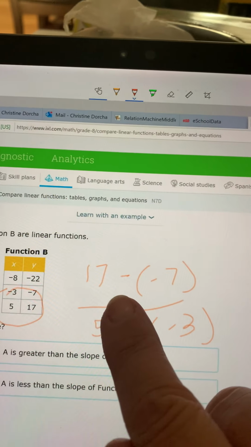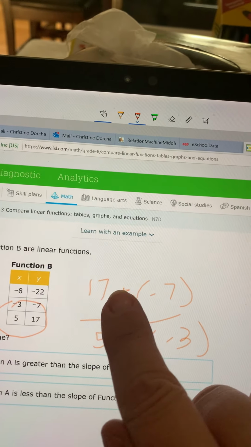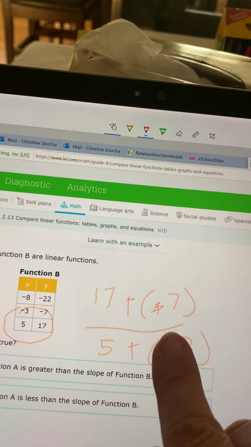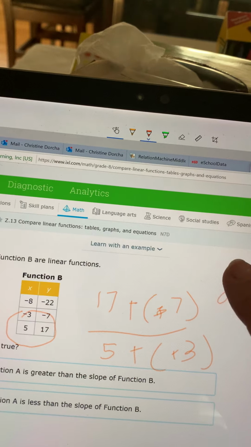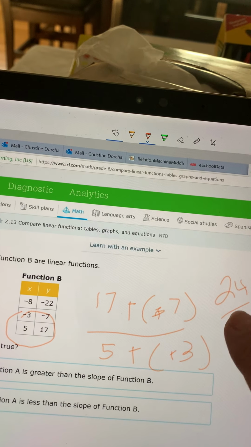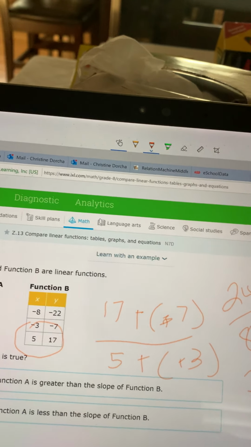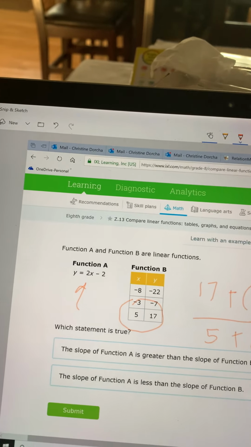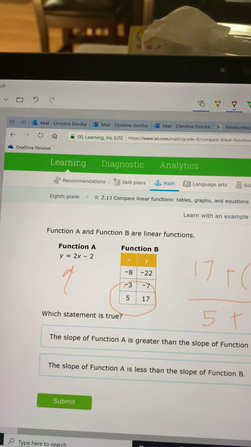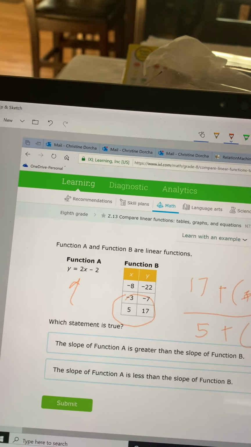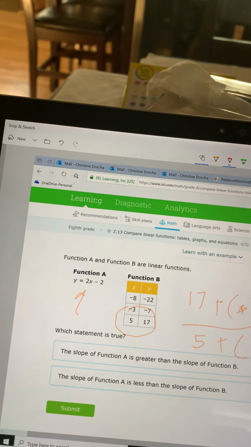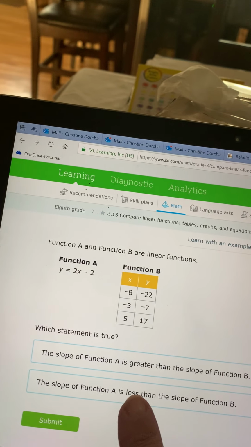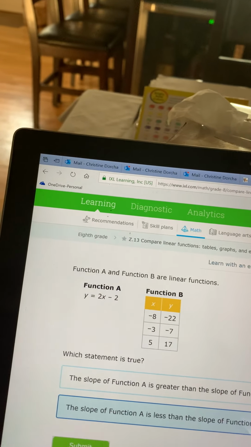Remember, when you're subtracting, you're adding the opposite. That should be a plus. Adding the opposite. So what you're going to have is 24 over 8, which is 3. So the slope of B is 3 and the slope of A is 2. So the slope of function A is in fact less than the slope of function B. So we're going to hit this guy right here. Okay.